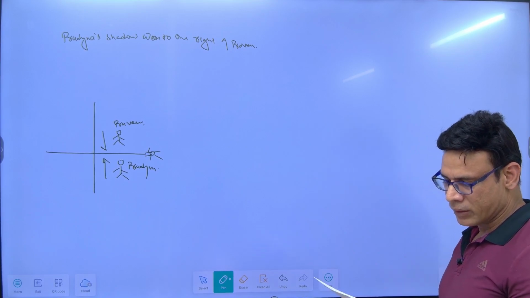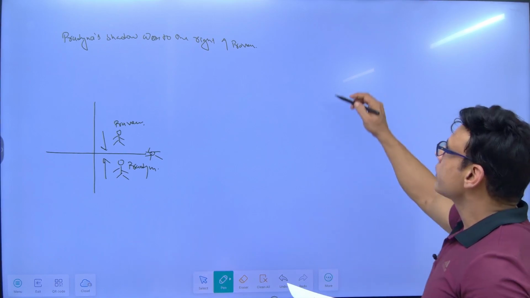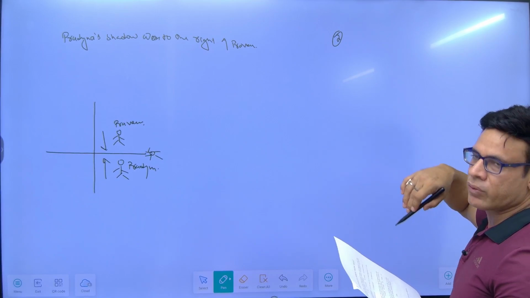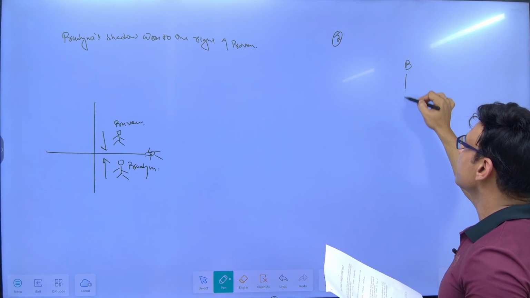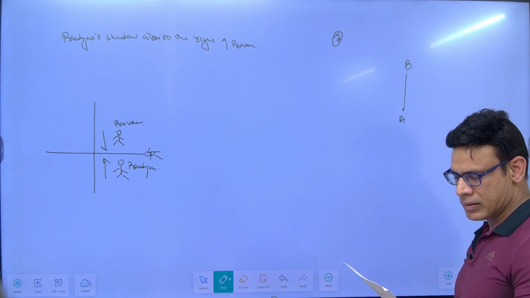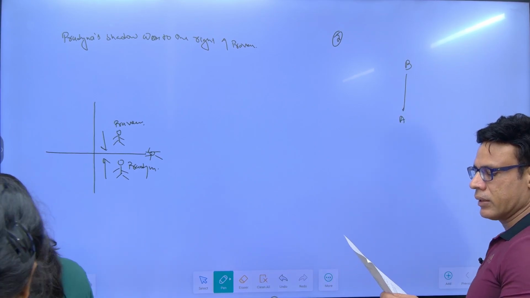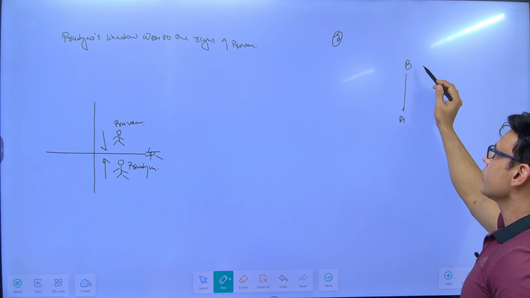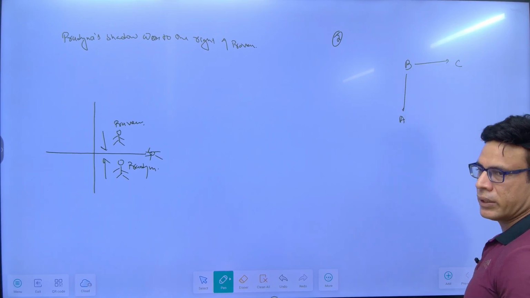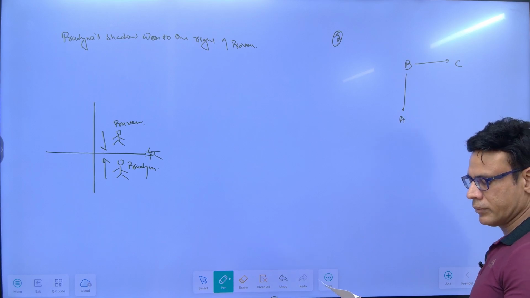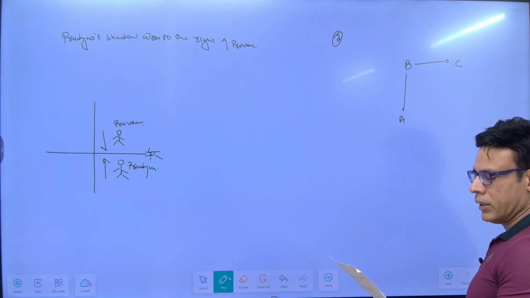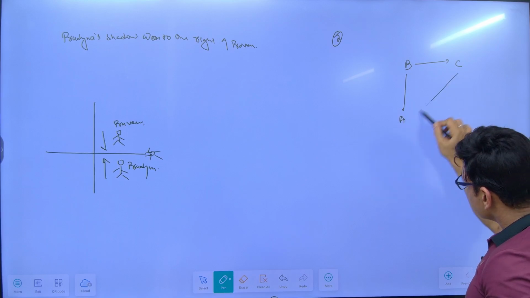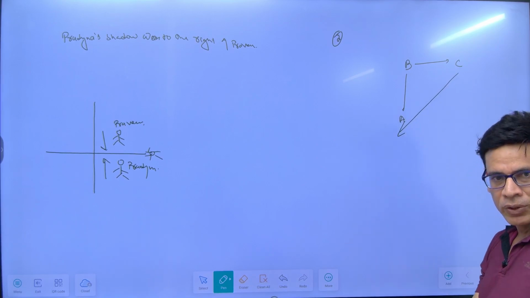Second one. Question 2. See what is given: if A is to the south of B, south of B is A. C is to the east of B. This is B. East of B is C. In what direction is A with respect to C? In what direction is A with respect to C? With respect to C, you have to draw.